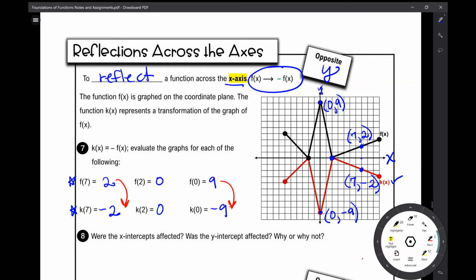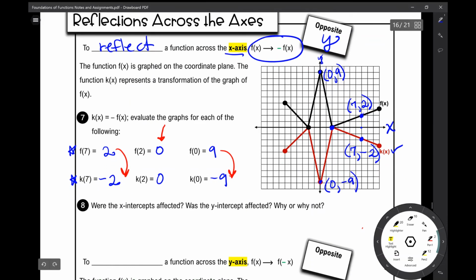It did not affect the points on our x-axis, because that's where y is 0. On this x-axis, that is where y is 0. Can I take the opposite of 0? No, it has no value. It's neither positive nor negative. It's just 0. So that leads me to the question, were the x-intercepts affected? The x-intercepts were not affected.